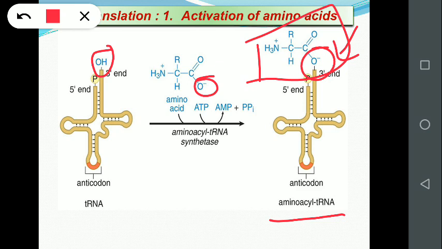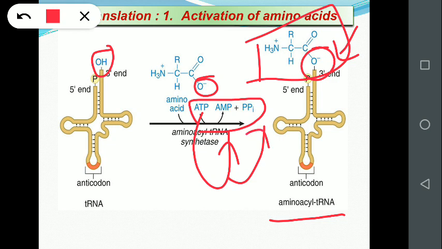corresponding tRNA molecules. Okay, so here an ATP molecule is being utilized. In fact, it is utilizing two molecules. This is equivalent to two ATP molecules, because ATP is hydrolyzed to AMP plus PPi. So that is why it requires two ATP molecules for attaching one amino acid onto its corresponding tRNA molecule. So that is why it is known as synthetase. If we write synthase, that means there is no involvement of ATP. So if ATP is involved, then we write synthetase.